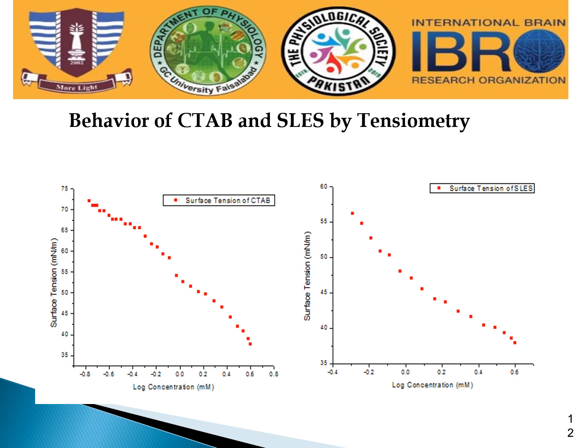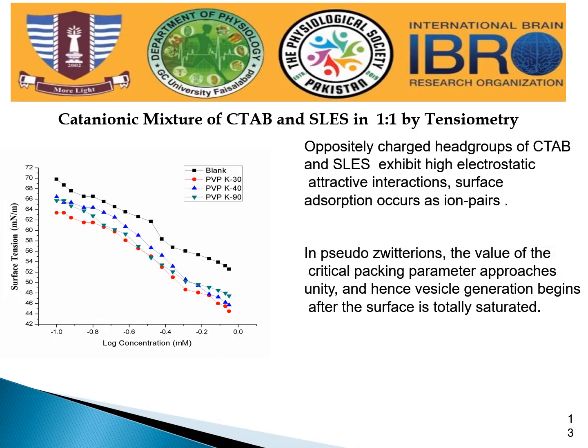The second graph is for the surface tension versus log of concentration for sodium lauryl ether sulfate. In the case when we mix CTAB with SLES in 1:1, we got this type of large surface tension decrease with increase in concentration. When CTAB and SLES are mixed in aqueous solution, vesicles are formed.